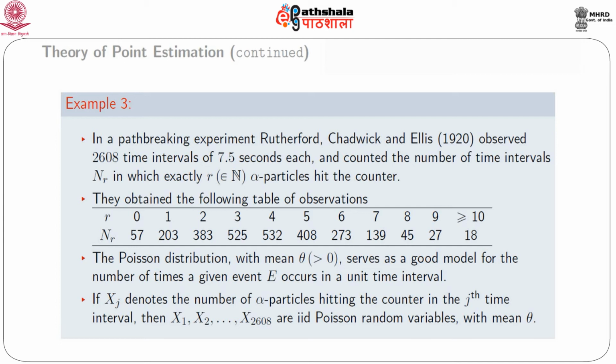The Poisson distribution with mean theta, where theta is greater than 0, serves as a good model for the number of times a given event E occurs in a unit time interval. If Xj denotes the number of alpha particles hitting the counter in the jth time interval, then X1, X2 up to X2608 are IID Poisson random variables with mean theta.